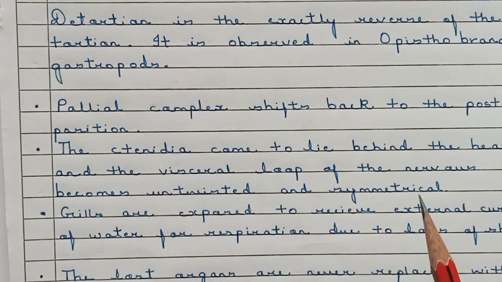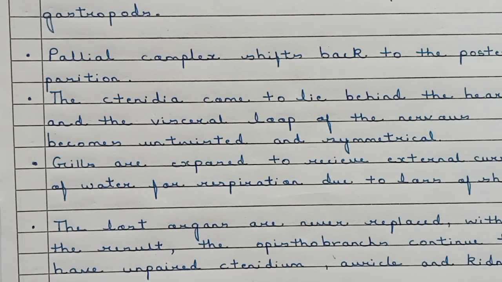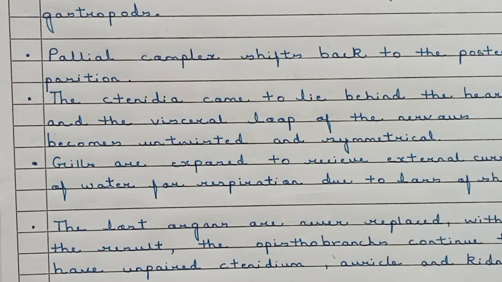The ctenidia, which are the gills, come to lie behind the heart, and the visceral loop of the nervous system becomes untwisted. First in torsion it twists, and then in detorsion it untwists and becomes symmetrical again. Gills are exposed because there was the loss of shell. They receive an external current of water for respiration, which helps the organism, and this process becomes easier, and there is loss of shell.